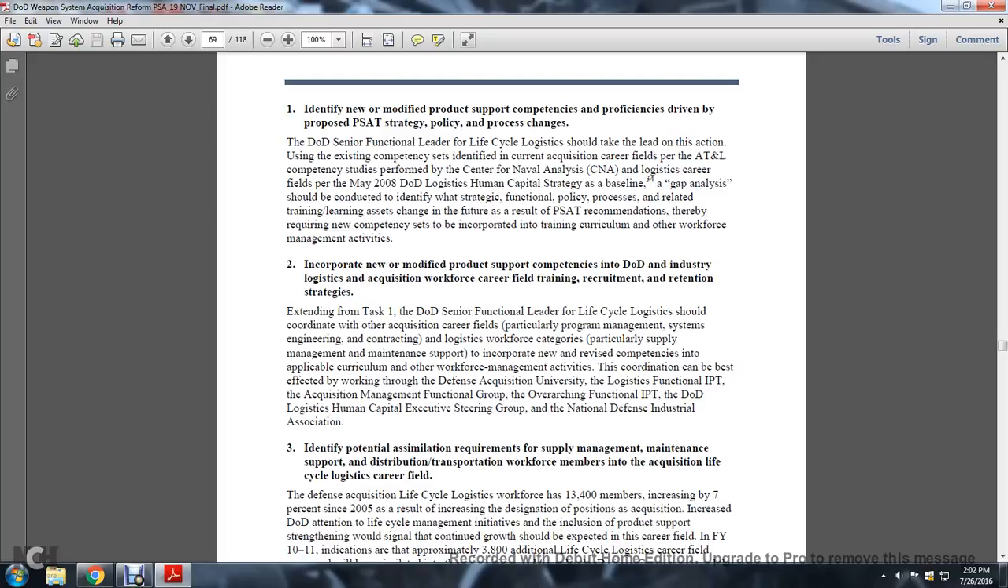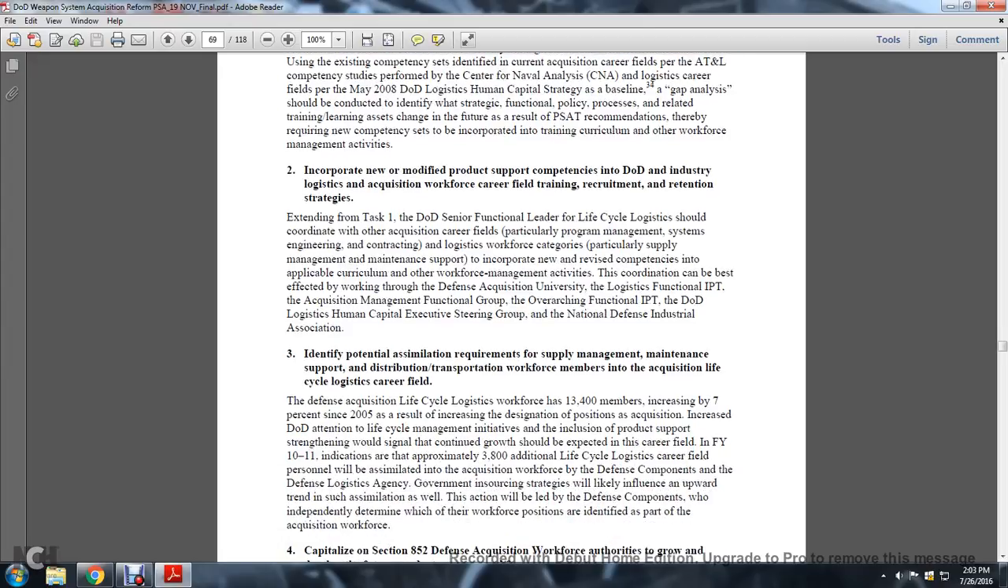The Department of Defense Logistics Human Capital Strategy baseline gap analysis should be conducted to identify the strategic functional policy and processes related to the training, learning assets changing in the future as a result of the Program Support Assessment Team recommendations, thereby requiring new competencies to be incorporated with the training curriculum and other workforce management activities.